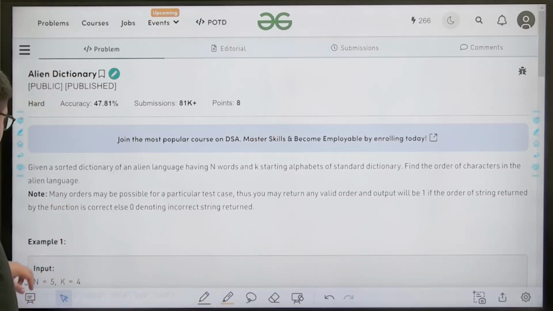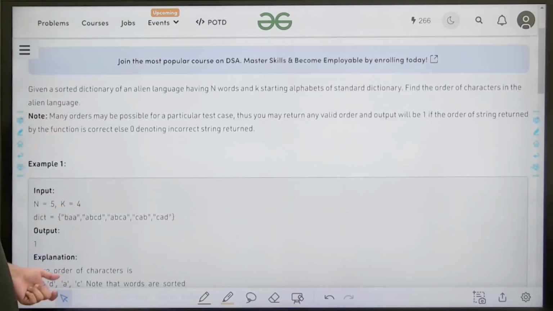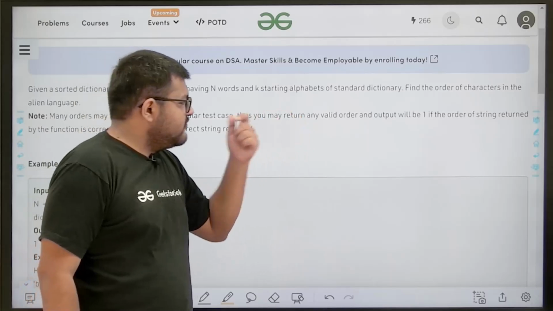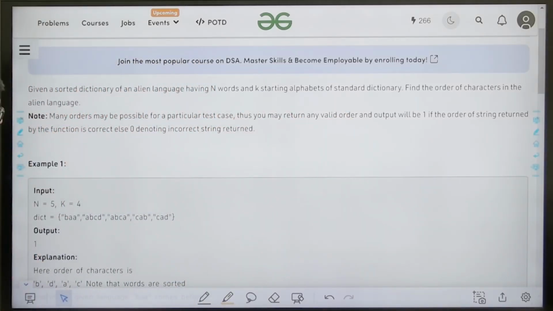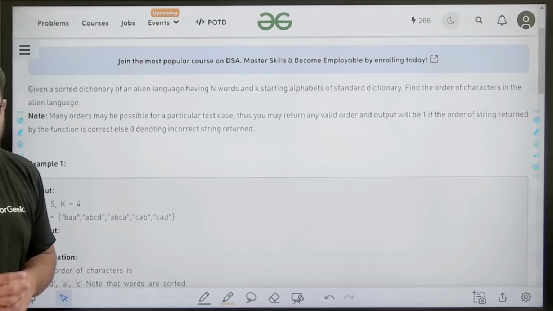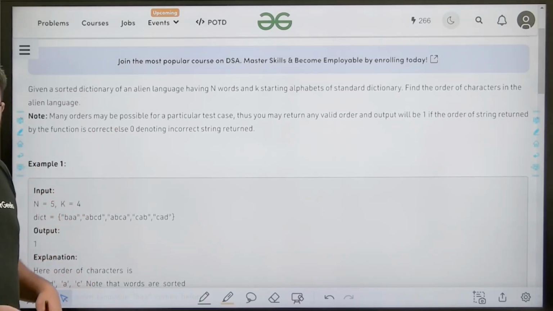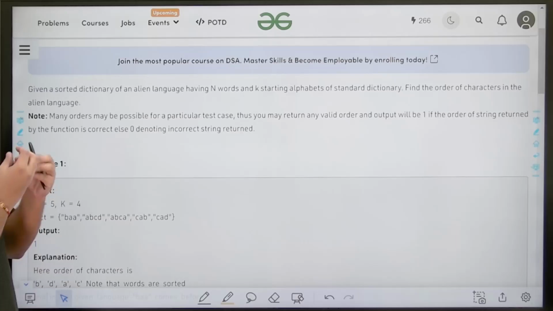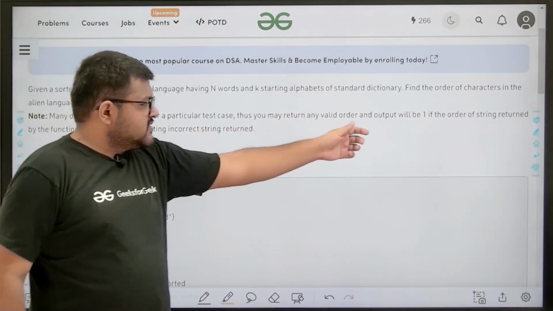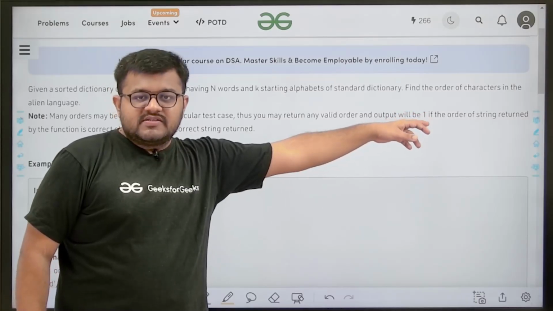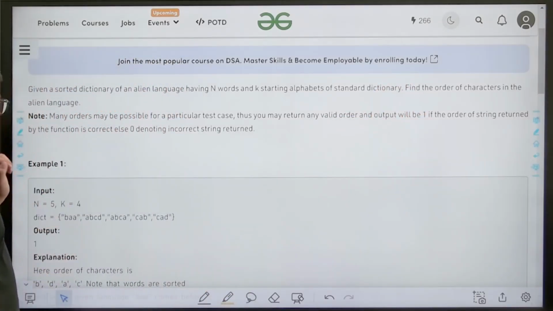Many orders may be possible for a particular test case. Thus, you may return any valid order, and the output will be 1 if the order of the string returned by the function is correct, else 0 denoting the incorrect string returned. So there may be multiple possible orders depending upon the given data. We need to return any one order which is correct, and if the returned order is correct, the output will be 1, otherwise the output will be 0.